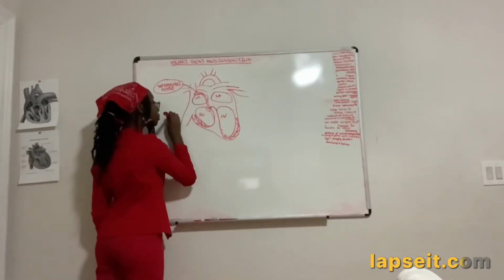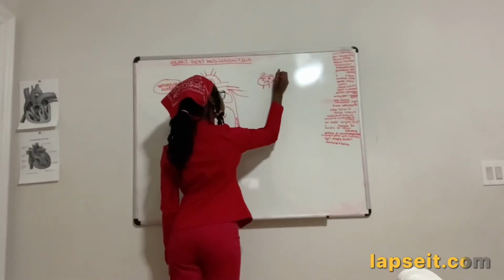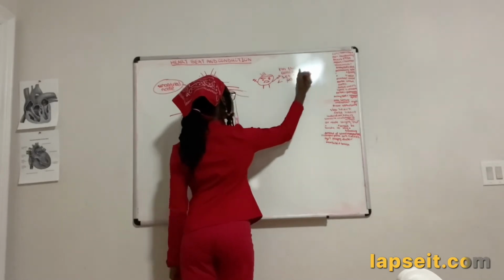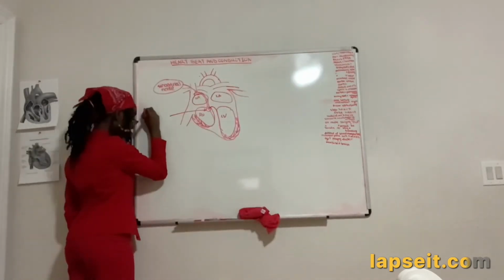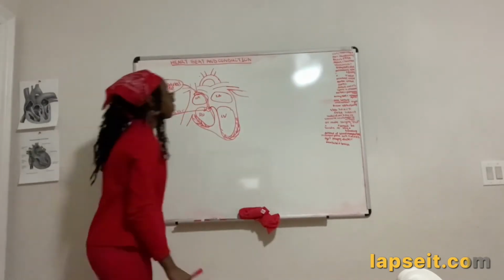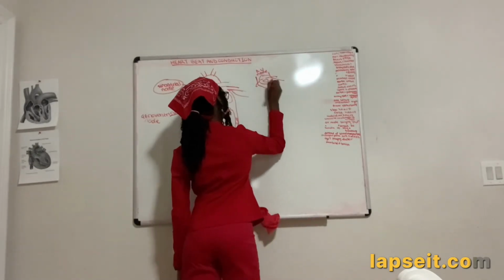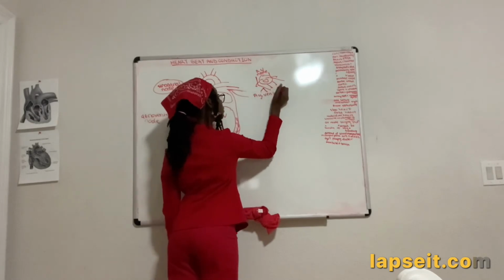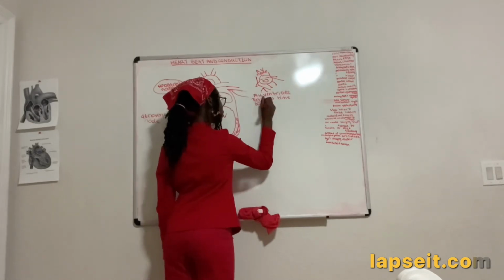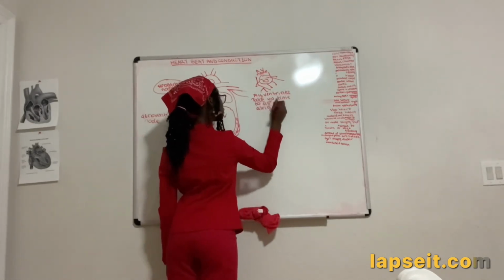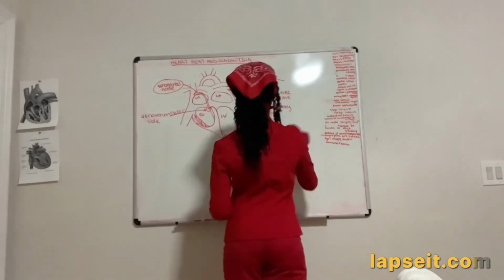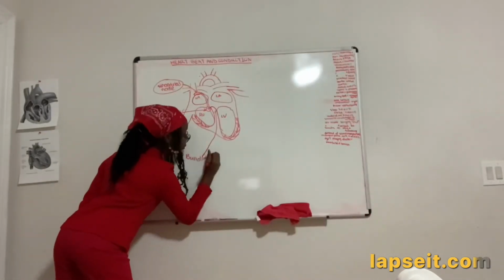The sinoatrial node conducts impulses through the muscle cells into the right and left atria, making them contract and pump blood into the left and right ventricles. The electrical impulses are then conducted into the atrioventricular node. Once they receive the impulses, it delays or slows it down in order to let the larger chambers, the ventricles, fill up. Once the ventricles have filled up completely, the impulses are then sent to the bundle of His.